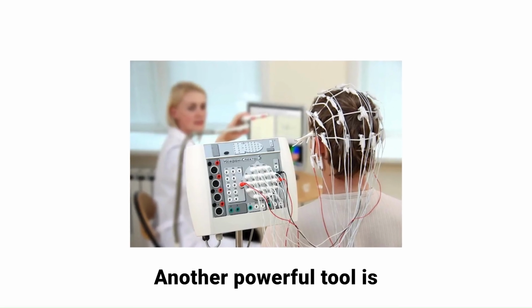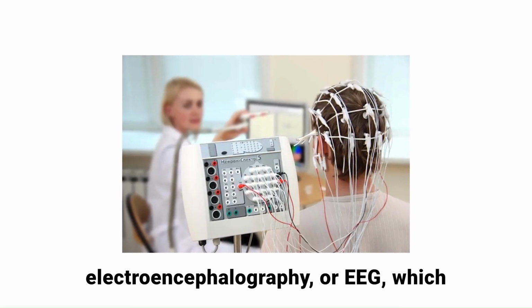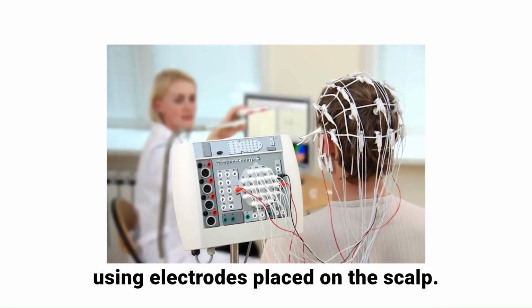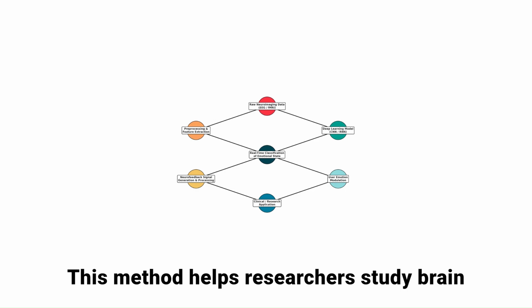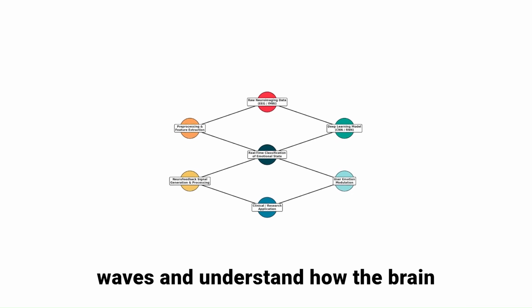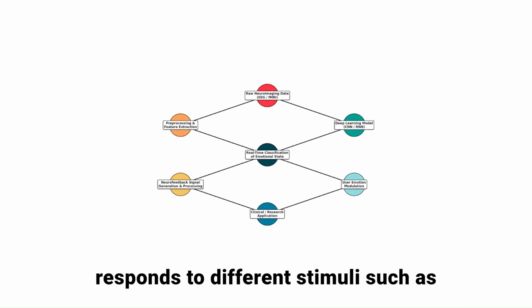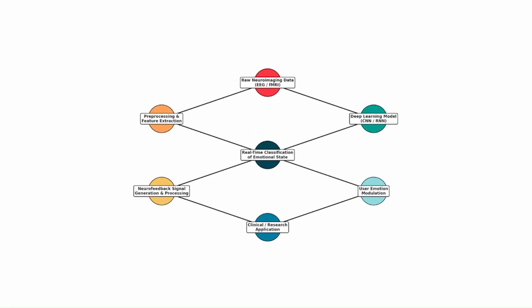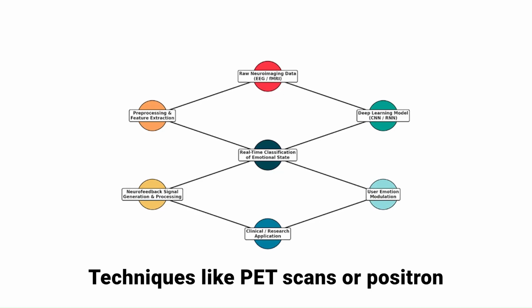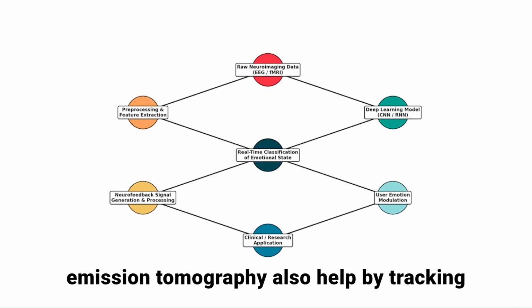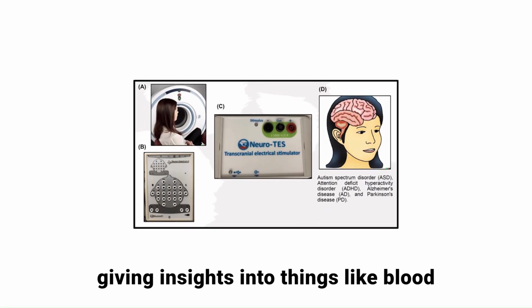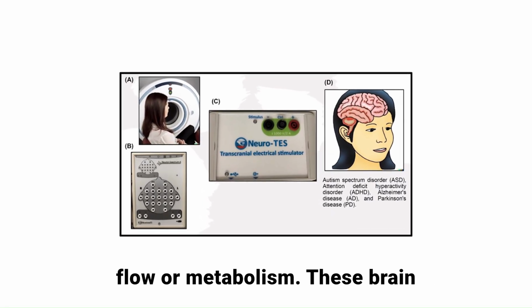Another powerful tool is electroencephalography, or EEG, which measures electrical activity in the brain using electrodes placed on the scalp. This method helps researchers study brainwaves and understand how the brain responds to different stimuli, such as sound, light, or touch. Techniques like PET scans, or positron emission tomography, also help by tracking chemical processes inside the brain, giving insights into things like blood flow or metabolism.